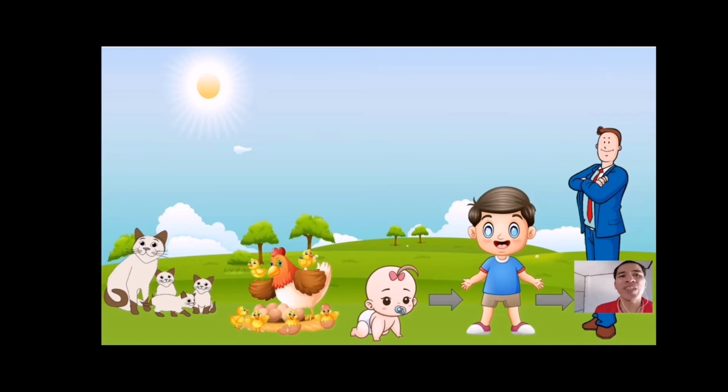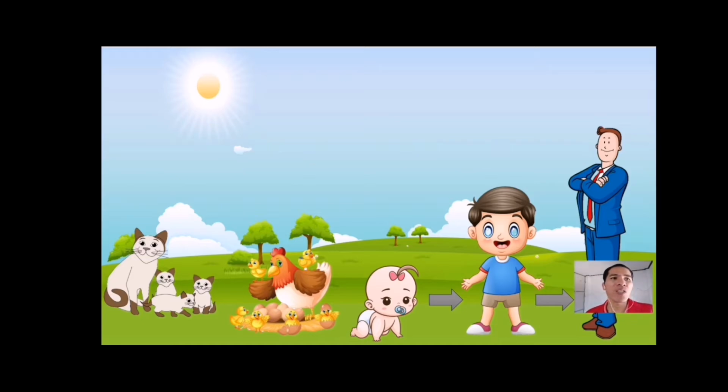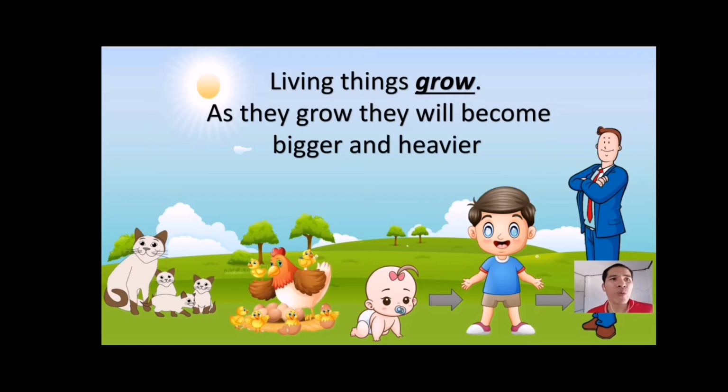Now look, living things not only need food and water, not only breathe, but living things grow. As they grow, they will become bigger and heavier. A cat grows from a kitten to an adult cat. A chicken grows from an egg to become a chick and grows into an adult chicken. A boy will grow into a teenager and then grow into a man.